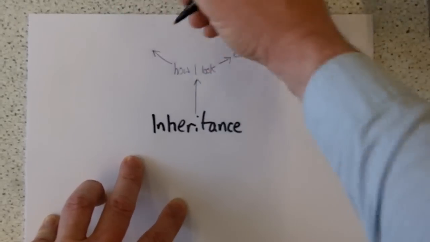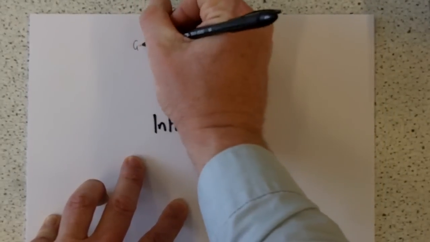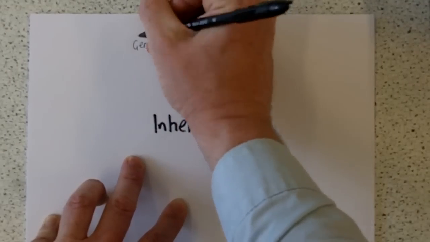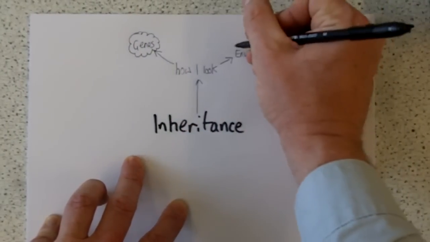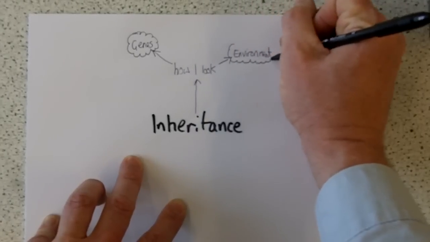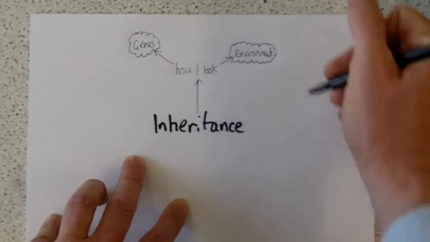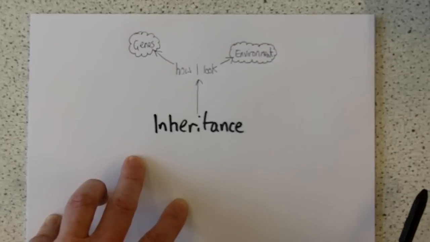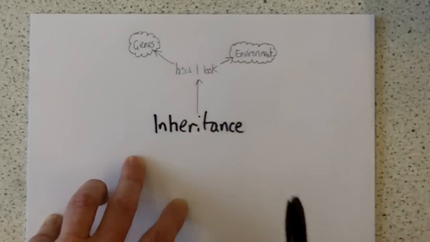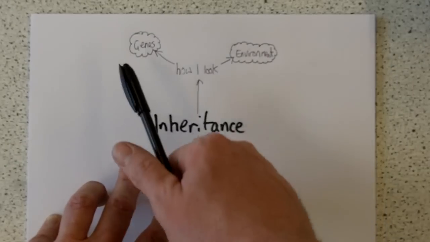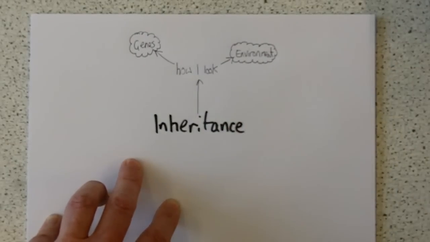And what we're mainly interested in this unit is the other factor, which is your genes. So the two factors which affect how you look, how plants look, how all living organisms look, is based on their environment, but also your genes. So let's take a closer look at genes.